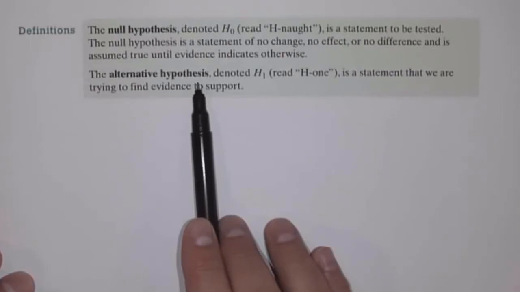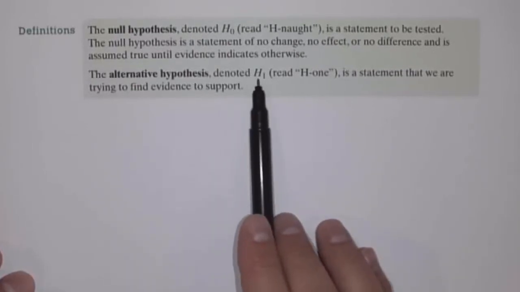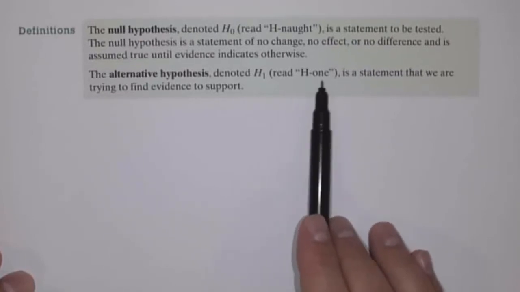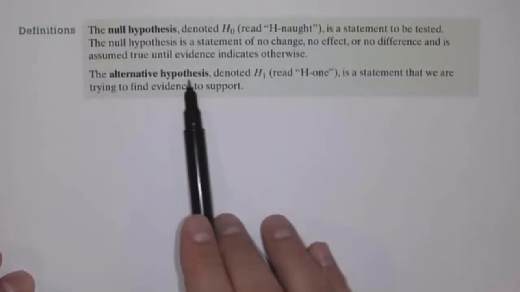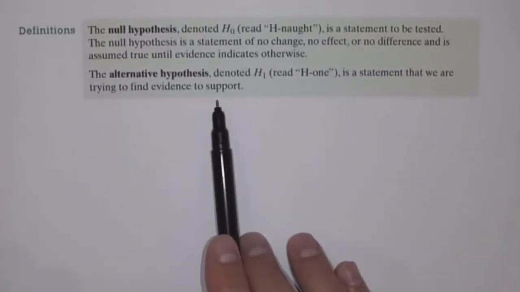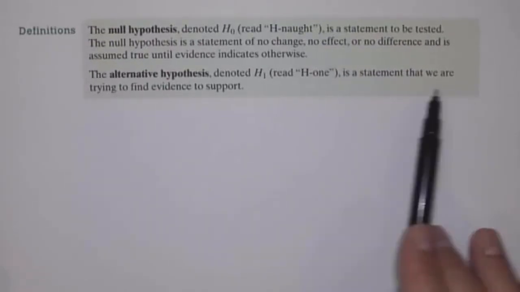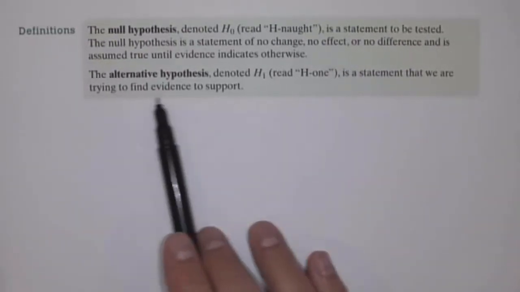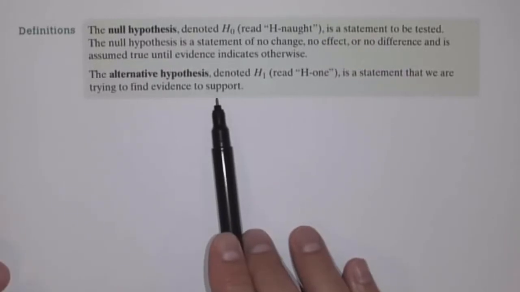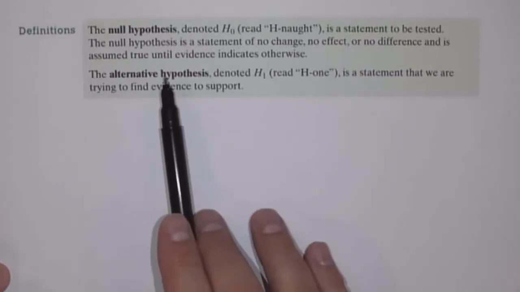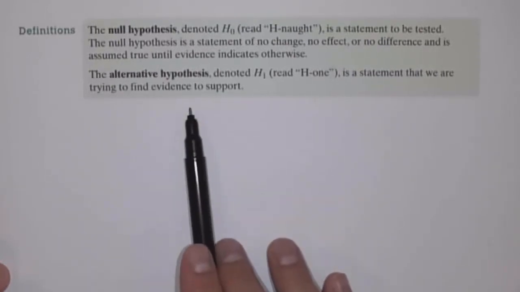The alternative hypothesis, which is going to be denoted by a capital H with a subscripted 1, and we're going to read that as H1. The alternative hypothesis is a statement that we are trying to find evidence to support. Now, to be totally honest, I'm not a big fan of this specific definition because this definition sounds a little biased. This definition sounds like we don't believe the null hypothesis is true, and so we're trying to gather evidence to refute it.